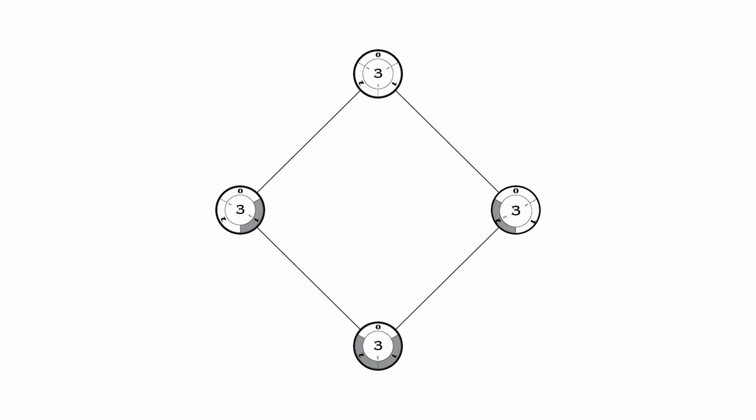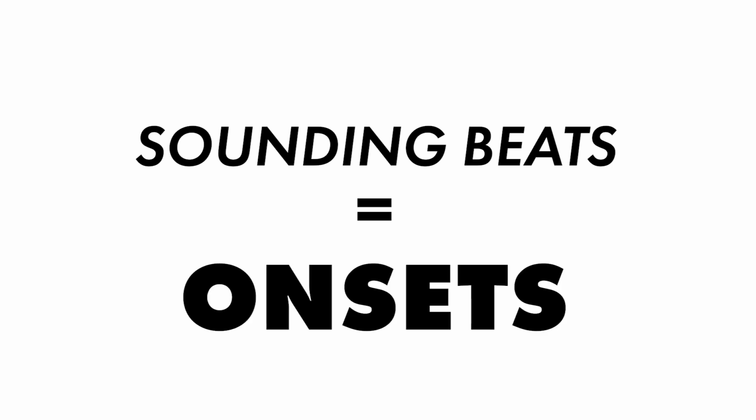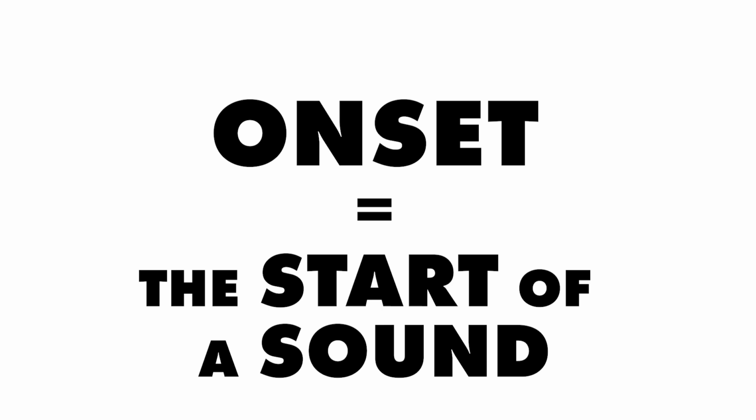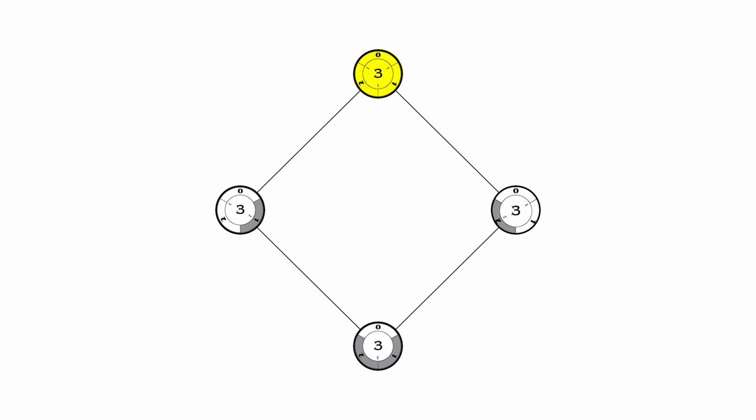3. Three beats. With three beats, possibilities start to unfold. At the top, we find one rhythm where all three beats sound. From here on, we will refer to sounding beats as onsets. Here, onset means the start of a sound. Below this, we find two rhythms with two onsets and the remaining beat silent. At the bottom, a rhythm with one onset and the other two beats silent.